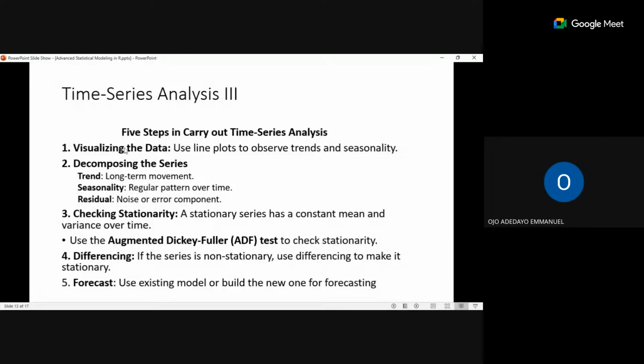Remember, the first thing is you are going to visualize your data. By the time you do the visualization, these 3 are combined together. But the next step is you are going to remove them one by one so that you can interpret them one by one. So that's what we call the decomposition.